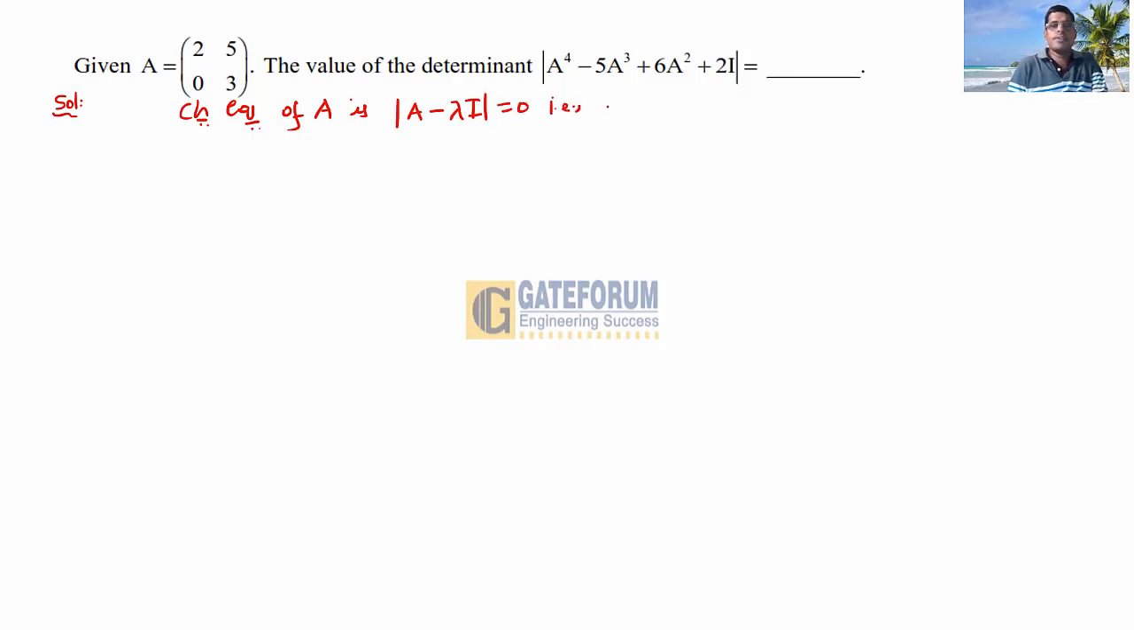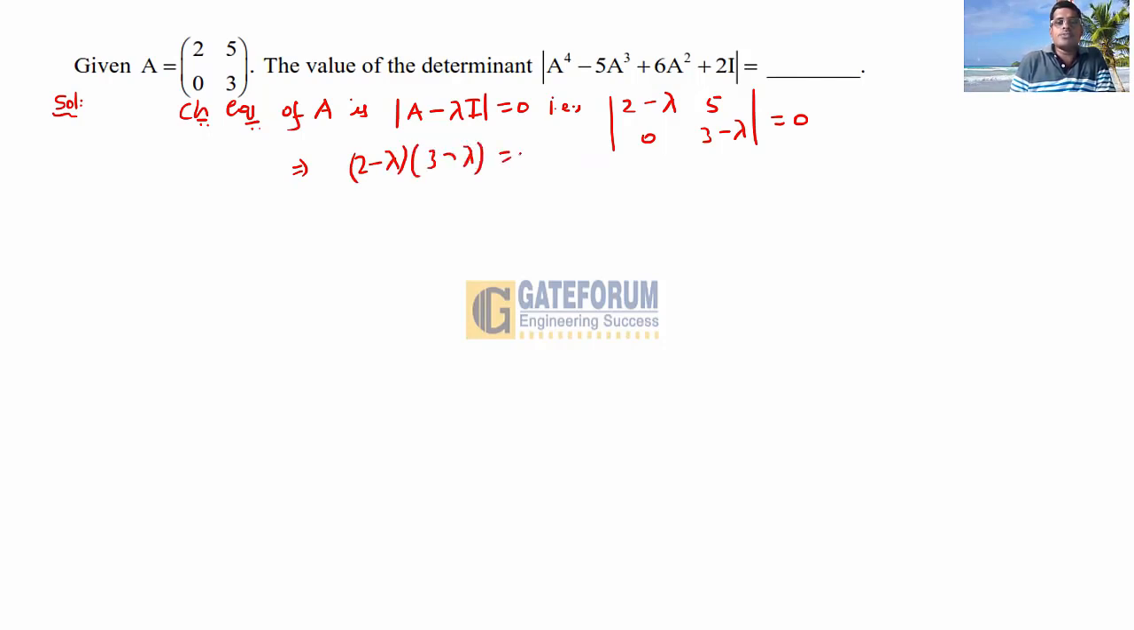That is, determinant of [2 minus lambda, 5; 0, 3 minus lambda]. Or for a 2 by 2 matrix, you can write directly the characteristic equation: lambda square minus lambda into the sum of the diagonal elements plus the determinant of the matrix equal to 0. So this is 2 minus lambda into 3 minus lambda equal to 0. Don't find lambda values. Multiplying, lambda square minus 5 lambda plus 6 is equal to 0, which implies A square minus 5A plus 6I equals the null matrix O. This is obtained by the Cayley-Hamilton theorem.